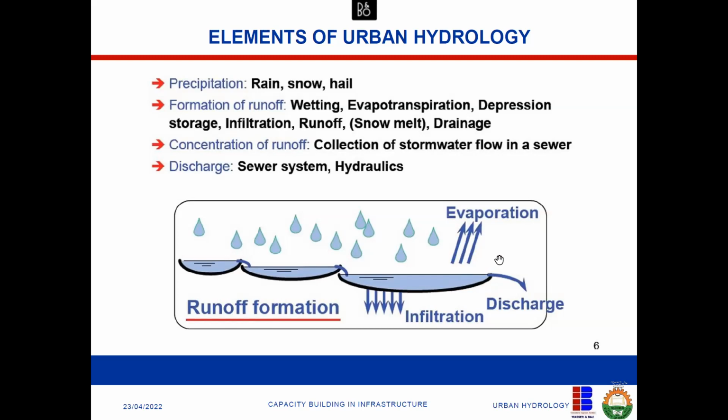So you could see that once one rain comes, some will wet the ground, wet the leaves, wet everywhere. That's part of losses. Then evapotranspiration, the plant will absorb some and give out some. Then there's depression storage. Water will first depress. And then finally, you have the one that will flow to your drain system.